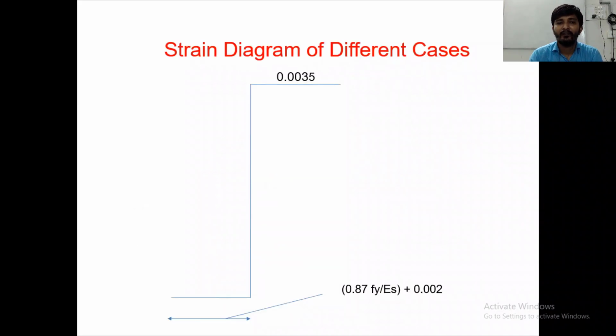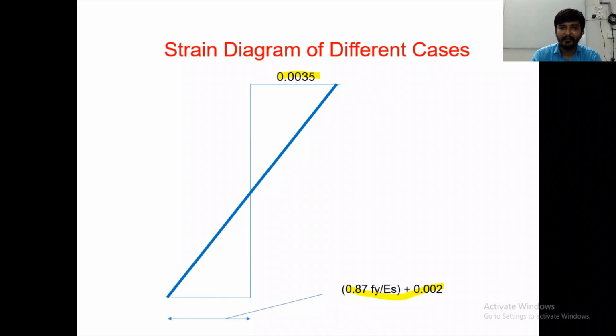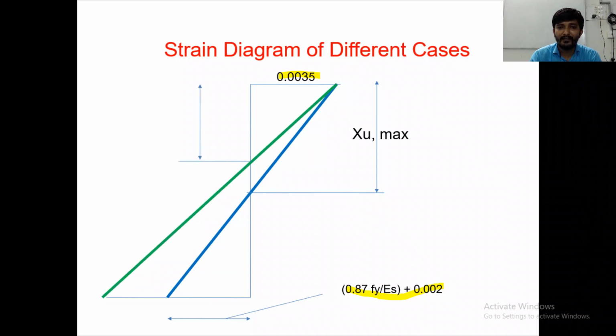Let us understand these three cases in terms of the strain diagram. This is a strain diagram for the different cases. As you can see, the top value is 0.0035 and the bottom value, our limiting base case value, is 0.87 Fy divided by Es plus 0.002. In the first case, the blue color line, you get XU max. The blue color line is for the balanced section, and the green color line is for the under-reinforced section, in which you will get XU.